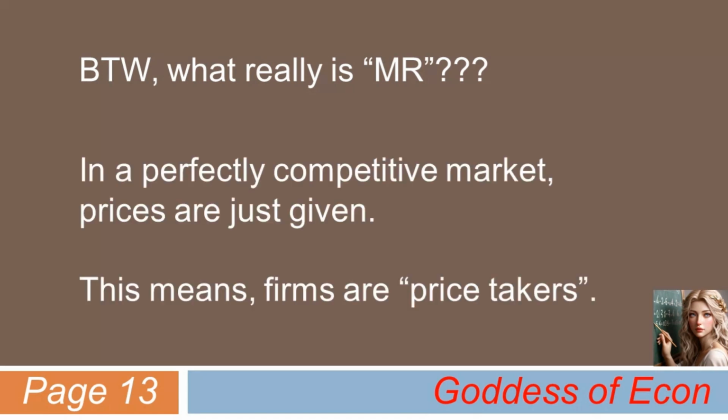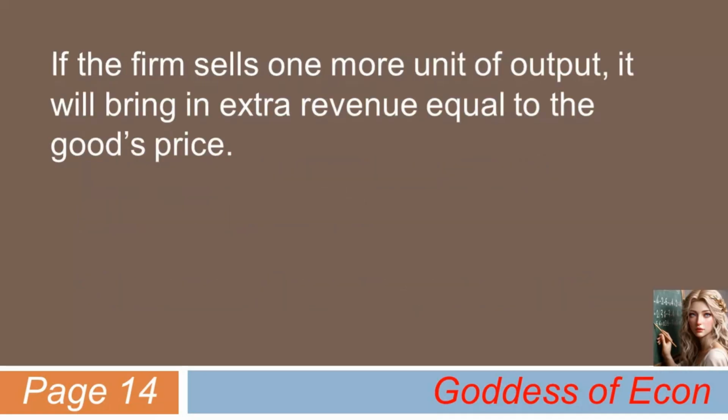By the way, what really is marginal revenue? In a perfectly competitive market, prices are given. This means firms are price takers, not price setters. Since the market is utterly competitive, firms must take the market price as given. So, in a way, the goods price is fixed from the firm's point of view. If the firm sells one more unit of output, it will bring in extra revenue worth the price of one output. So MR in a competitive market just equals P, which is fixed.